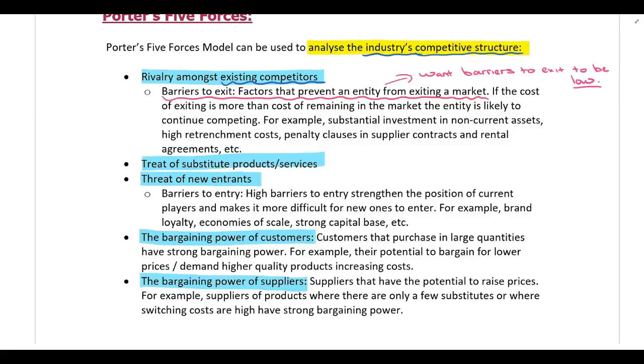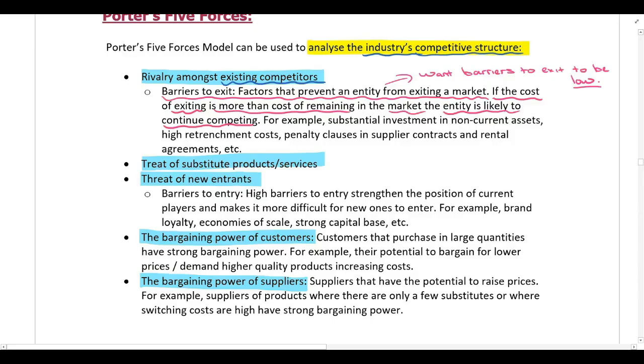However, if the barriers to exit are very high, then the competition is not going to leave the market, but instead they're going to stay within the market and are going to continue to compete with you. And you obviously don't want that. So we don't want high barriers to exit. We want low barriers to exit, so that our competition can leave the industry if they want to. So you can see if we discuss this in a bit more detail, if the cost of exiting is more than the cost of remaining in the market, then the entity is likely to continue competing, which we don't want.